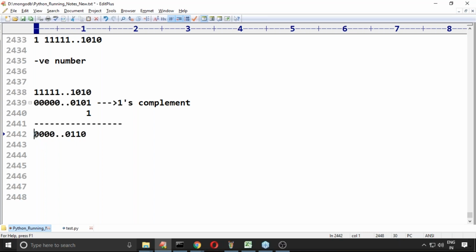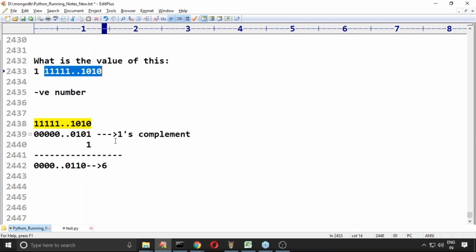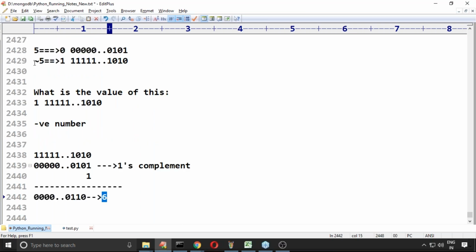Sir, can you please tell what is this value? 110 means what? Sir, 6. Already it is a negative number. The remaining bits represent 6 in 2's complement form. Then the output of this one is minus 6.